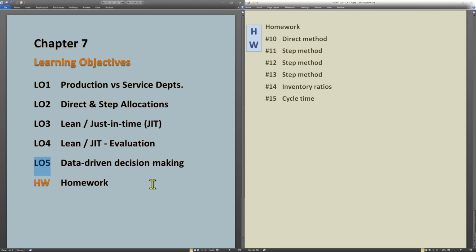And for our homework, we've got 6 questions. As I mentioned, we have one direct, a couple of 3-step methods, one on inventory ratios, and one on cycle time, which are all the things that we discussed. So let's go ahead and start off on question number 10. Questions 1 through 9 were more knowledge-based questions based upon the teaching of this chapter.